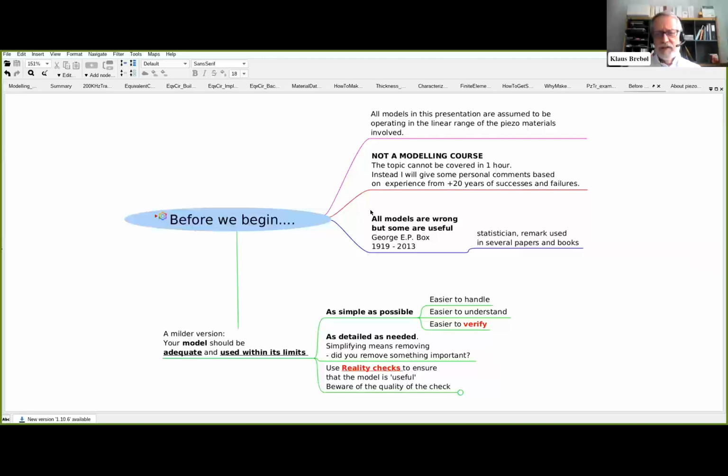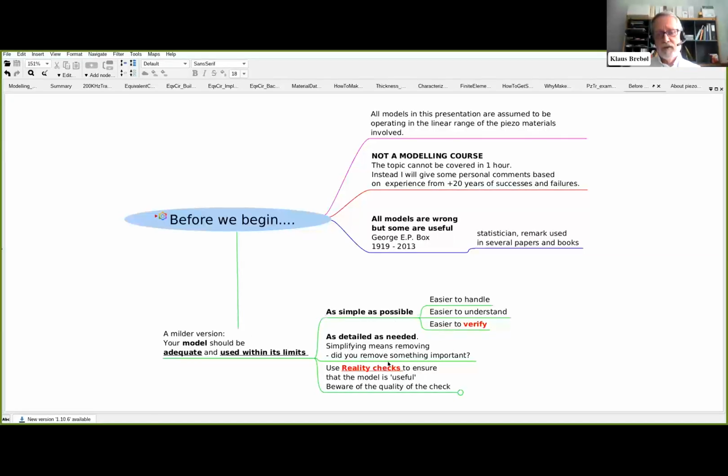And let me begin by quoting George Box. He was a British statistician, and he used this remark in several papers and books, and that is, all models are wrong, but some are useful. And I will use a slightly milder version and say your model should be adequate and used within its limits, which means that it should be as simple as possible, because then it's easier to handle, it's easier to understand, and most of all, it's easier to verify. At the same time, it should be as detailed as needed. And since simplifying means removing, did you remove something important?